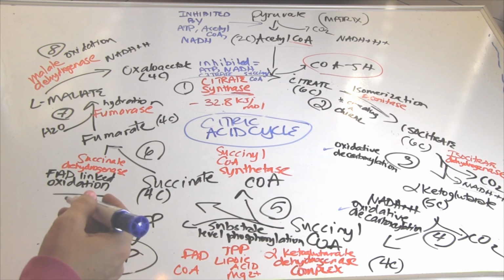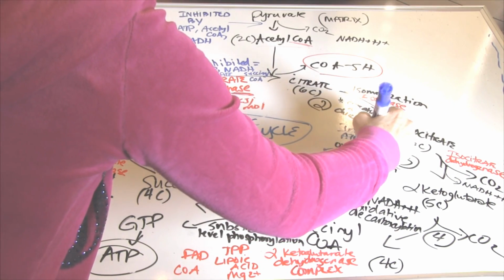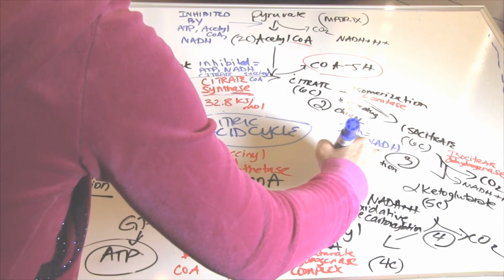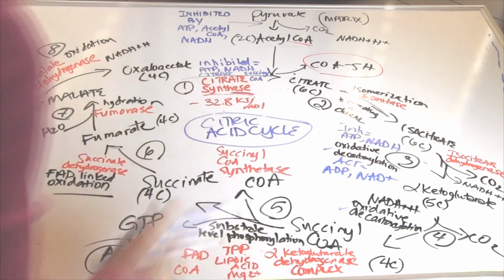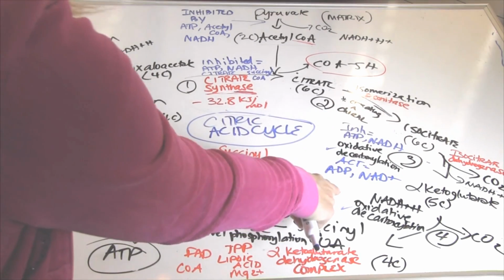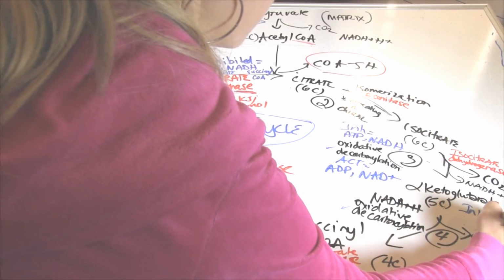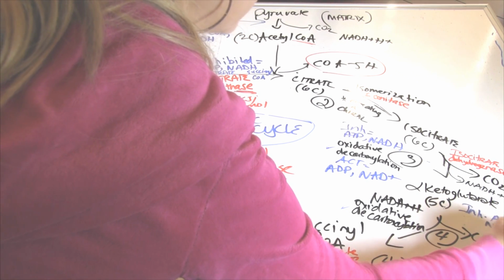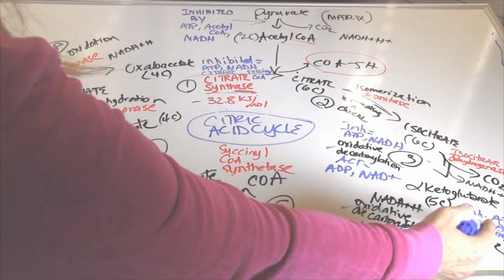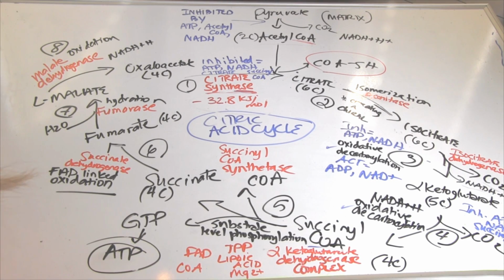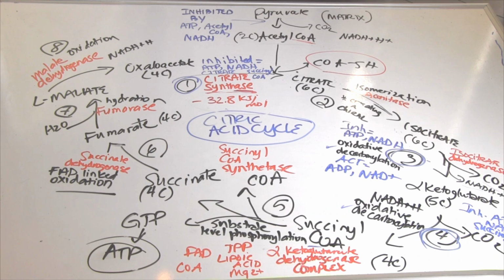Step number 3 is under regulatory control, and step 3 is going to be inhibited by ATP and NADH and activated by ADP and NAD, the oxidized form. Okay, so that's step 3. There's a regulatory step. Okay, so step 3 is regulated. Step 4 is also regulated. Step 4 is going to be inhibited by ATP, NADH, and succinyl-CoA. So we have some end product, because this is the end product inhibition for step 4. So steps 1, 3, and 4 are the regulatory steps of the citric acid cycle.